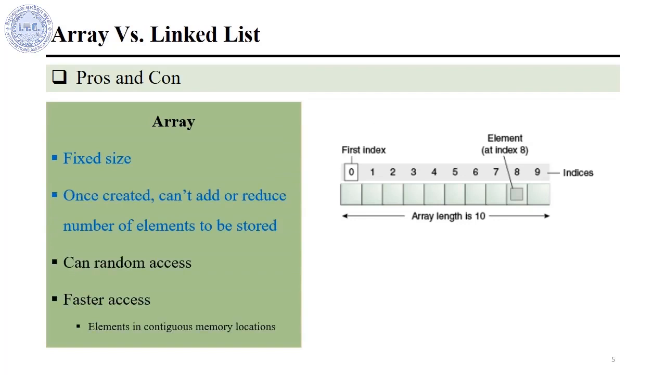So next we will see the pros and cons of array and list. We will see the array first. An array is a data structure that can store many elements, but the number of elements is fixed when we create it. It is fixed size. It means that if we create an array for storing 10 pieces of information, we cannot store more than that. And after we create an array, we cannot add more elements or delete elements from it.